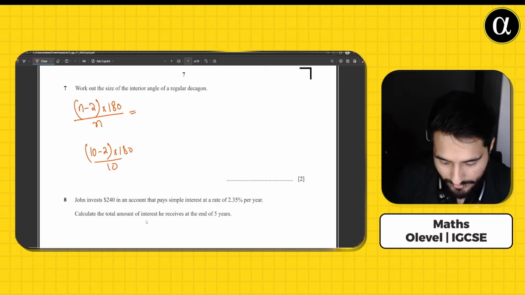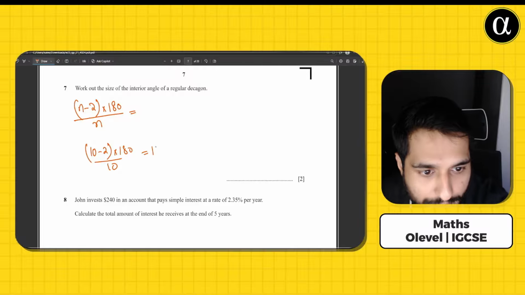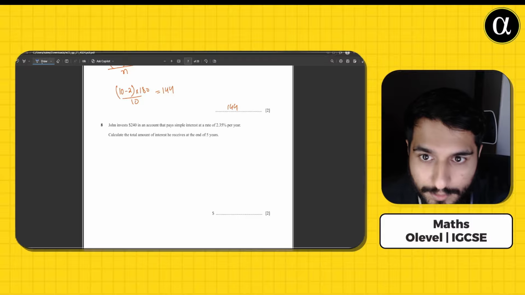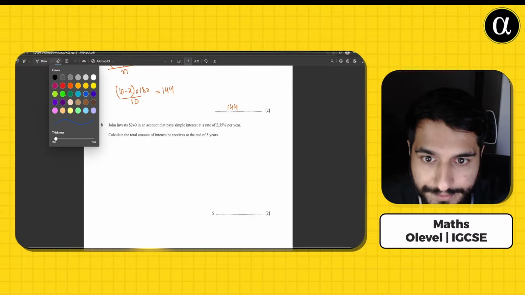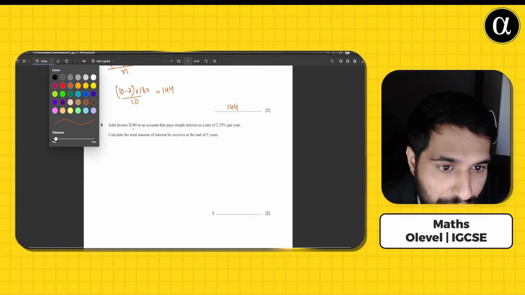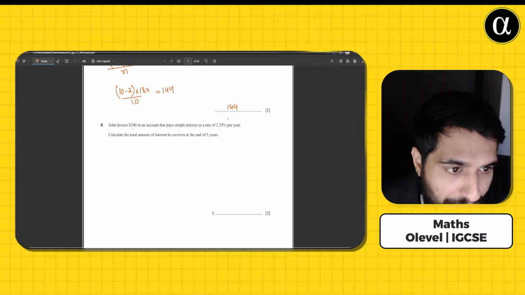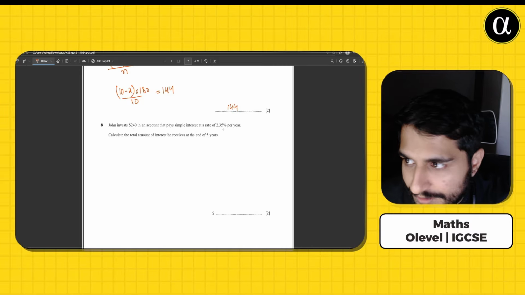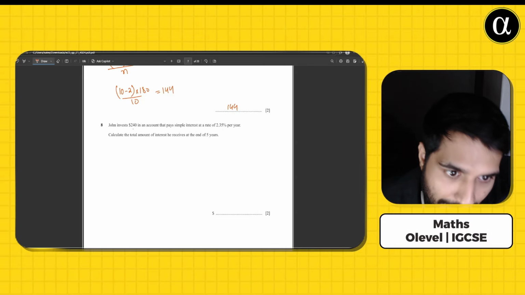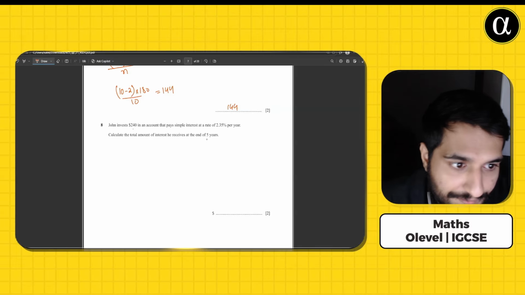8 into 180 divided by 10, and that's going to be 144. Let's solve question number 8. Question number 8 says that John invests $240 in an account that pays simple interest at a rate of 2.35%. We need to calculate the total amount of interest he receives at the end of 5 years.